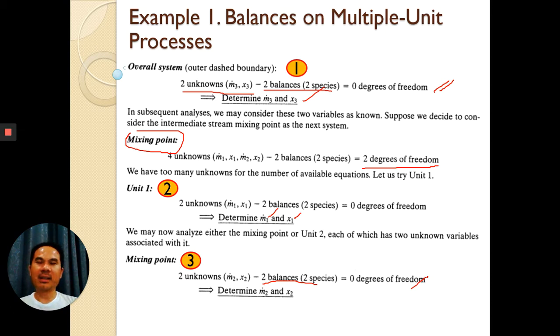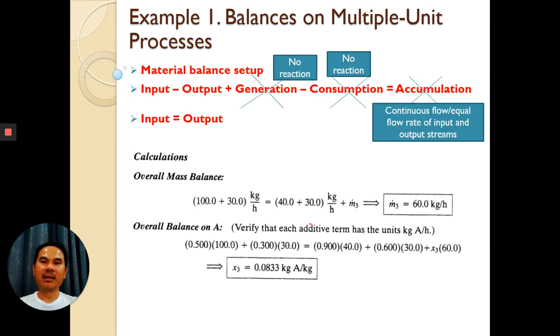For this process, the first step is to balance overall. After you balance overall, you know M3 and X3. The second step, you balance around unit 1, and you know M1 and X1. The next step, you can balance the mixing point or unit 2 and solve for M2 and X2. The next step, having done the degree of freedom analysis, is to construct the material balance. I show you again the general balance equation.